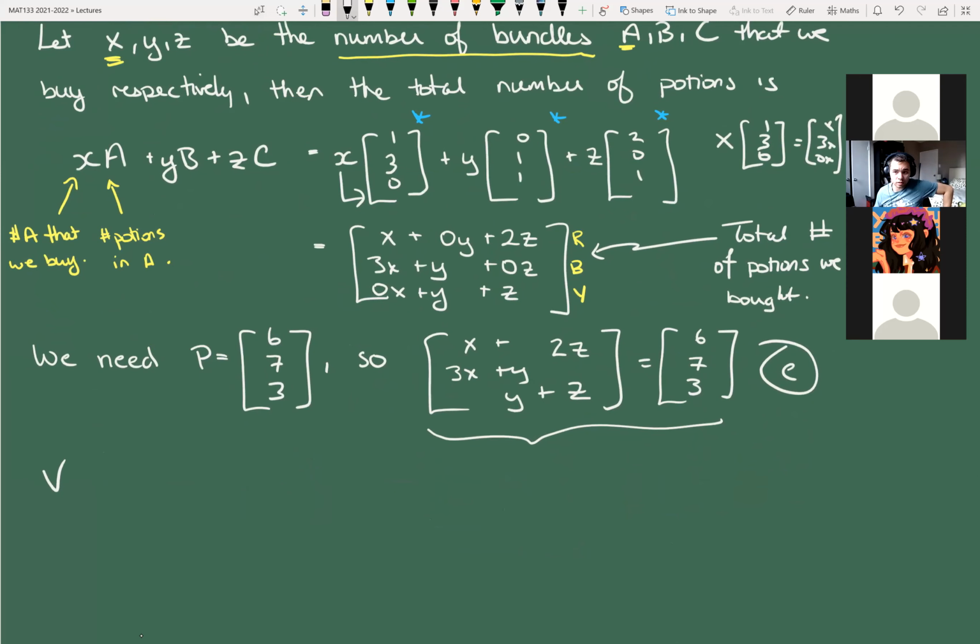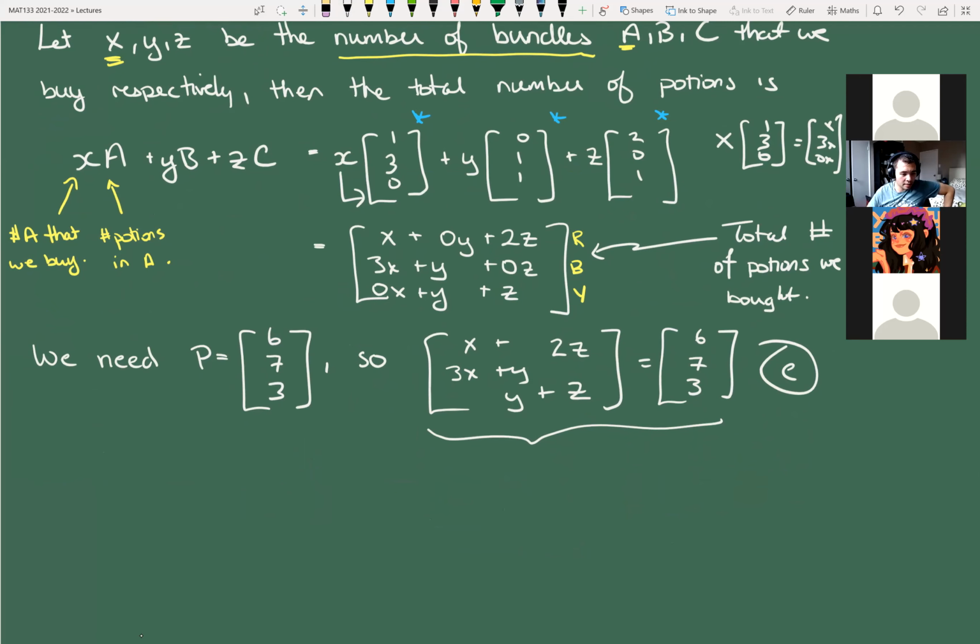Oftentimes we'll use a bold letter to denote a vector. Sometimes we put a little hat over it, like a little arrow. Yeah, it's possible you did. Absolutely, it's possible. Definitely some people have done linear algebra in high school.